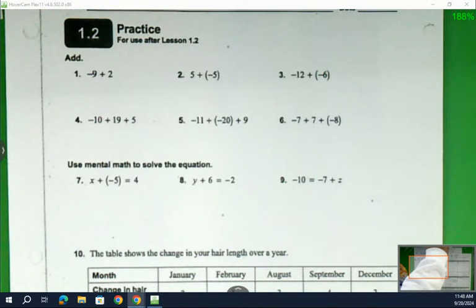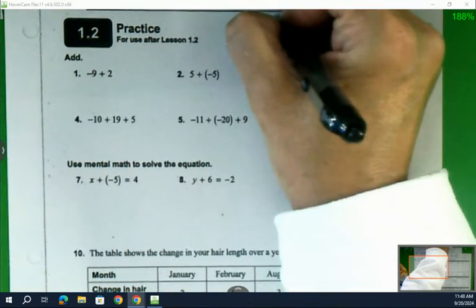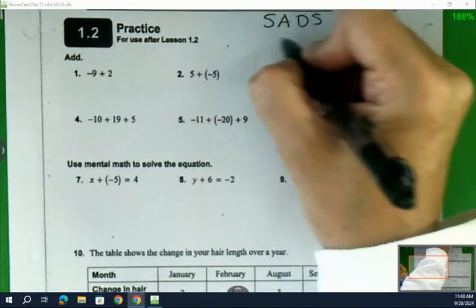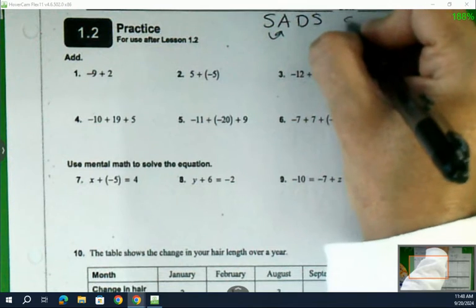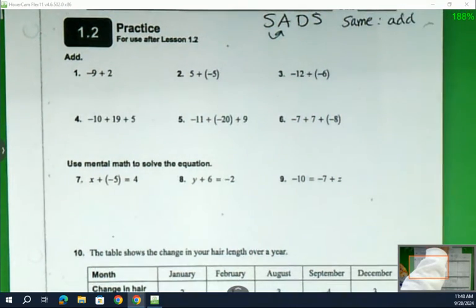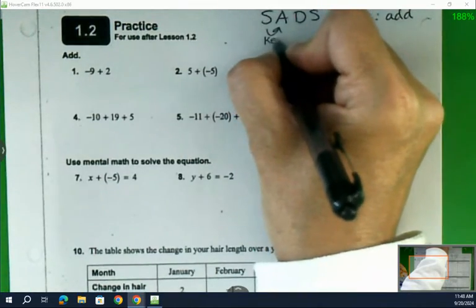Okay, welcome back. This is practice 1.2, journal page 10, and we are reviewing how to add integers this morning. Remember that we started doing integer chips and number lines, and then we came up with a pattern which we're calling SADS. What SADS stands for is that these two first letters are together. If you have the same sign, you're going to add your integers together, and then you'll keep their common sign.